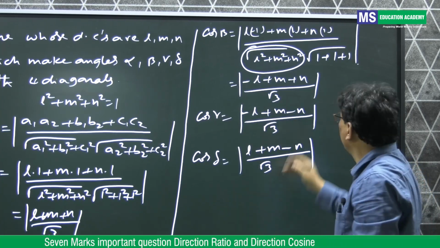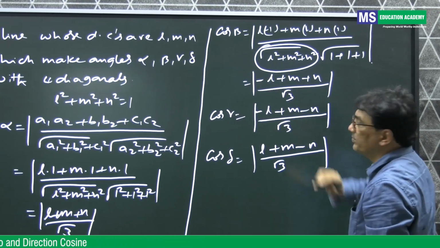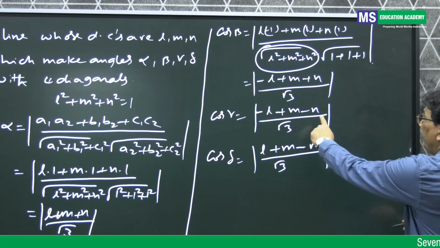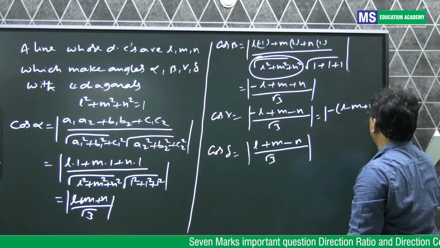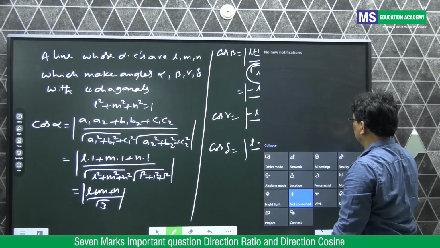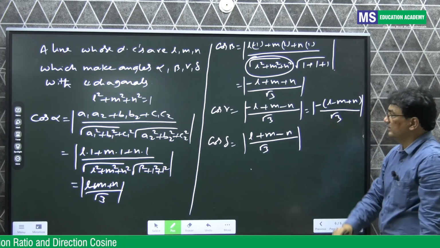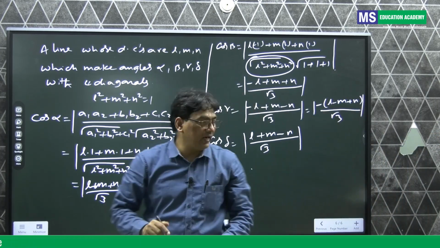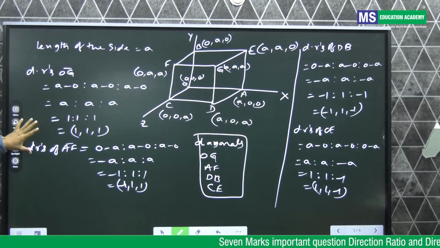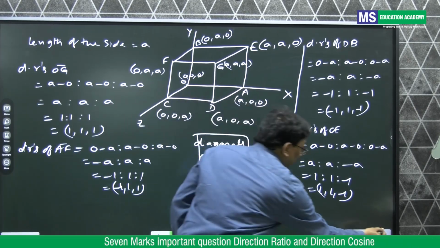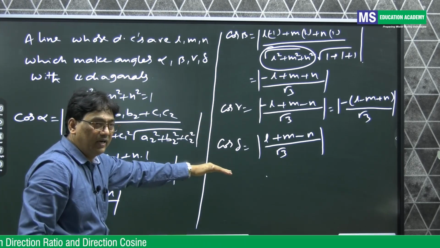Similarly, we can write like that. If you observe, here L, M, N all are plus. Here L is minus. Here N is minus. If we take minus common here, L minus M plus N by root 3. Like that it will come. This one is the second step. First of all, we are calculating the diagonals, the DRs. The diagonal DRs we are finding first. Next, in the second part, we are calculating the values of cos alpha, cos beta, cos gamma, cos delta.